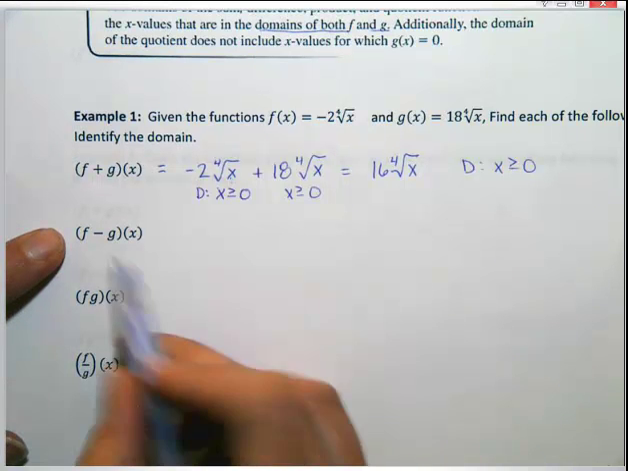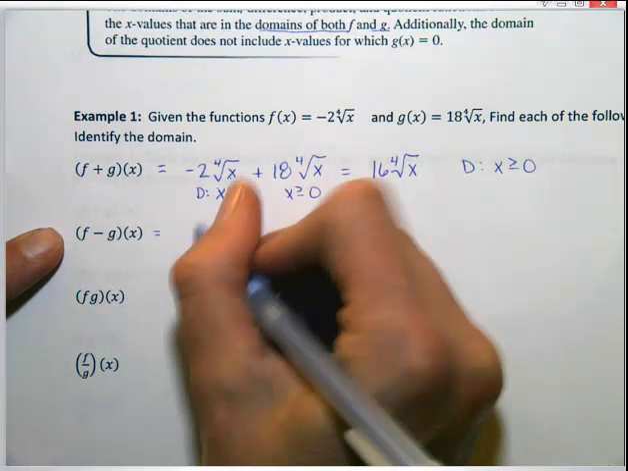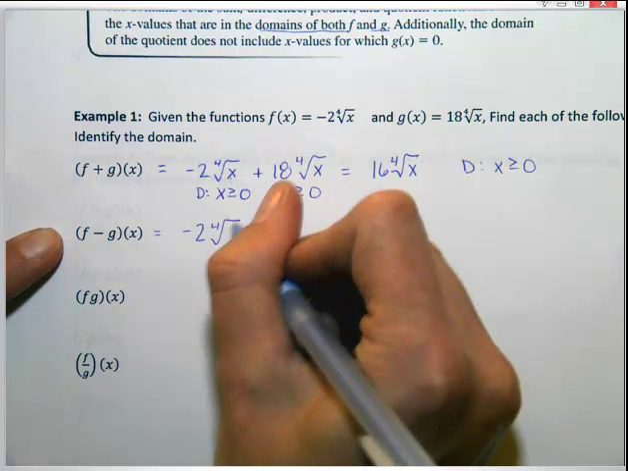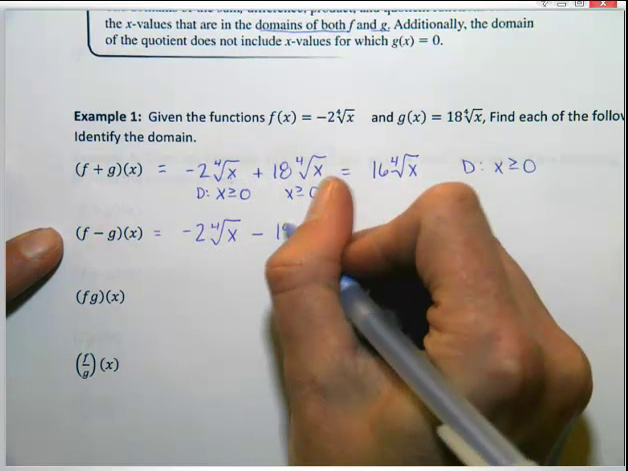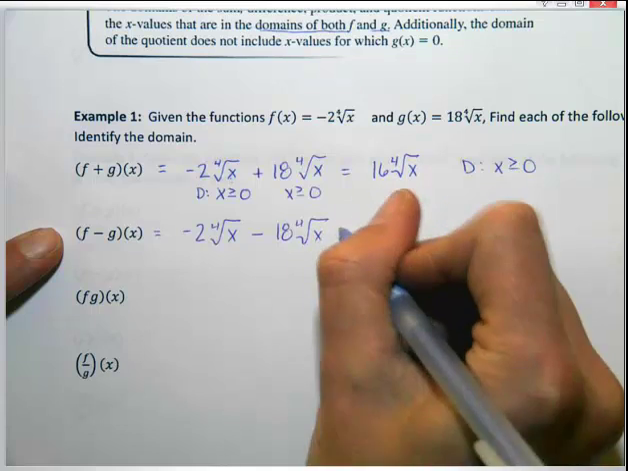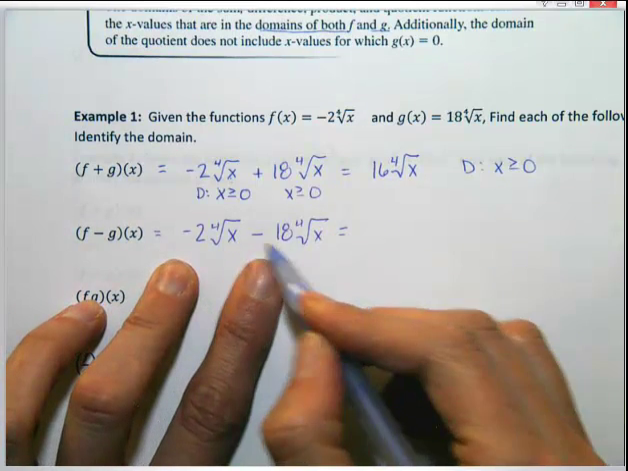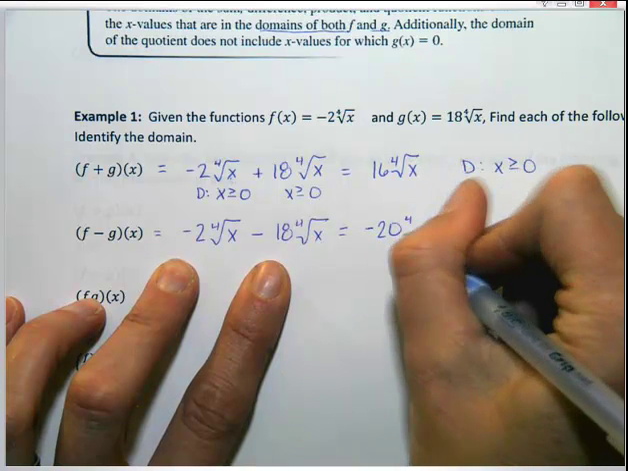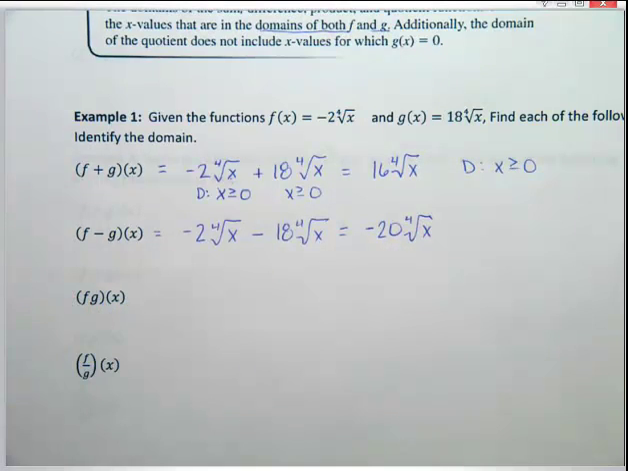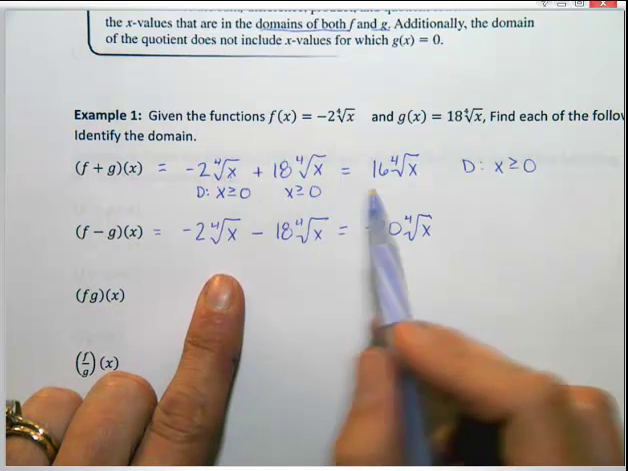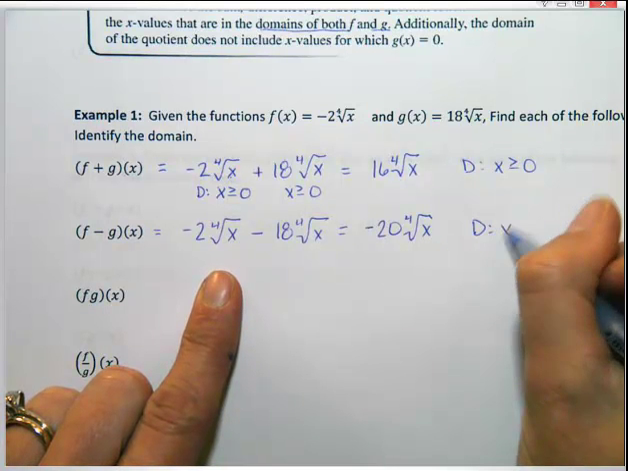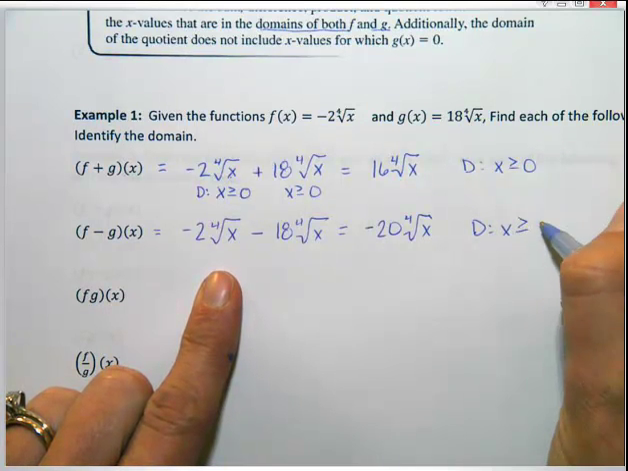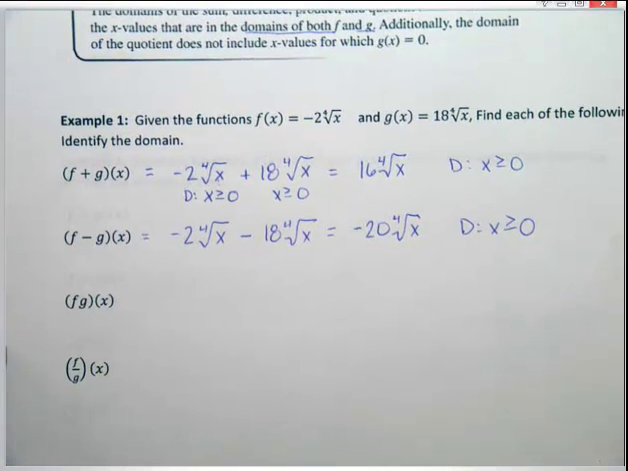For f minus g of x, same idea. We're taking the f function and subtracting the g function, which is negative 2 minus 18. They're like radicals, so that'd be negative 20 times the 4th root of x. That's our resulting function. And again, for the same reason as above, the domain will be all x values greater than or equal to 0.